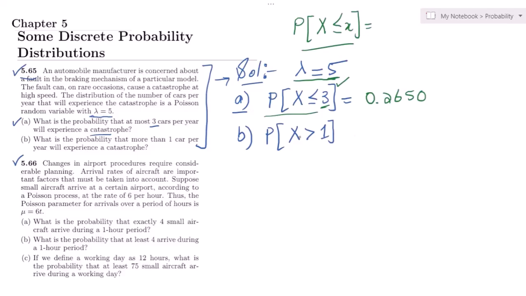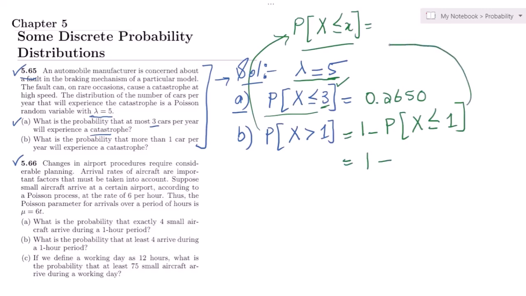In part B, as this is not in the form of less than or equal to, it can be written as 1 minus the probability that x is less than or equal to 1, because here all the values are greater than 1. Now I know this is in the form of less than or equal to. I know the value of x and the value of lambda, so by using the probability table I can find this value.